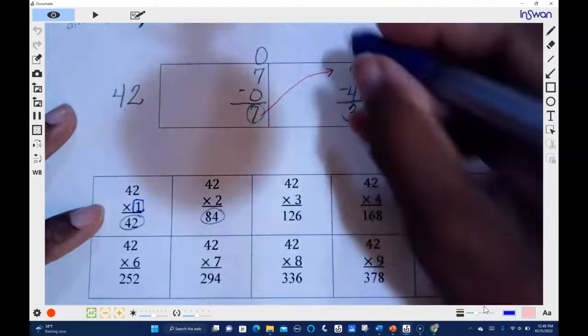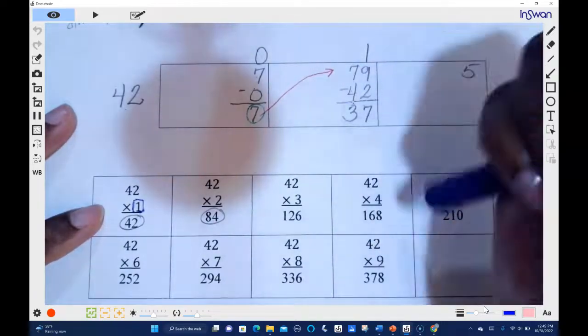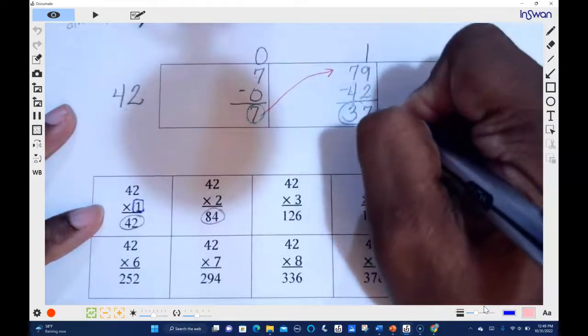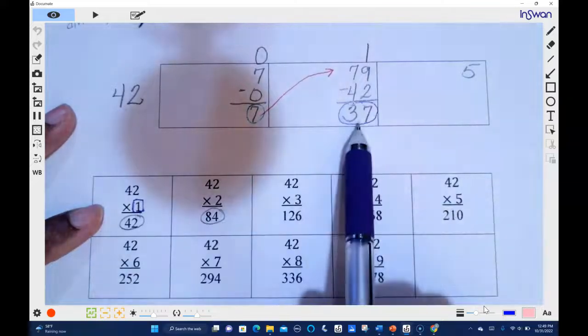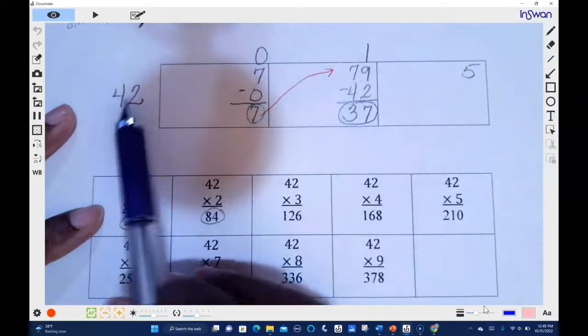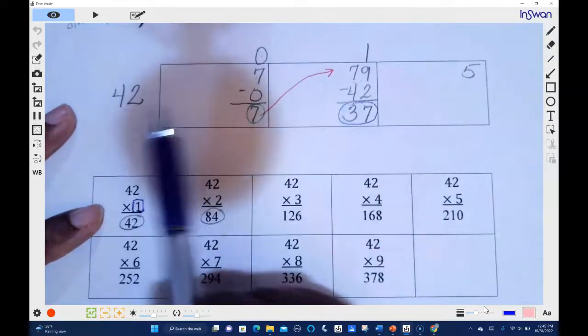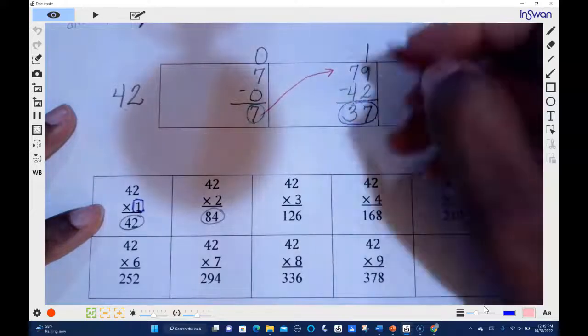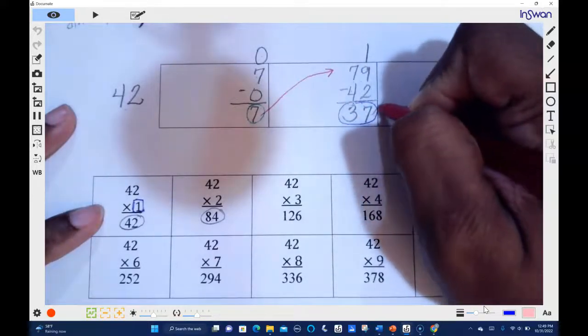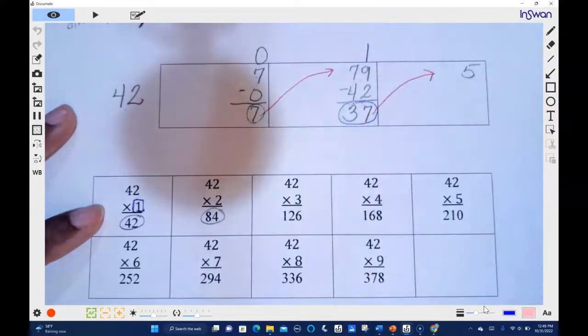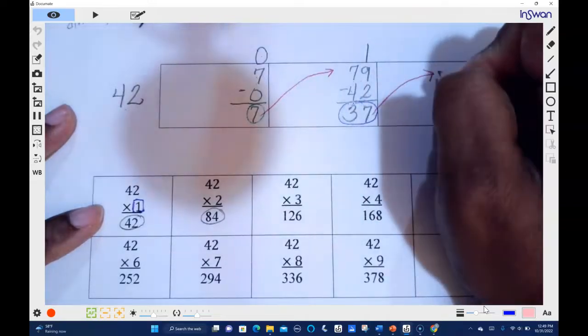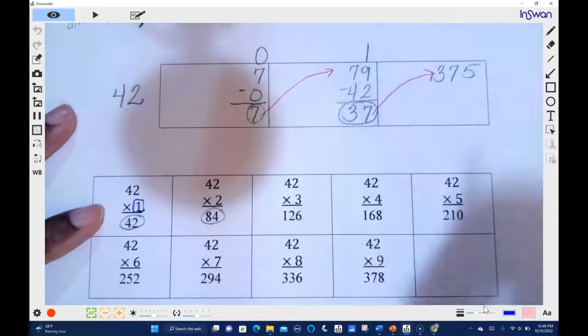Sorry, my ink pen went out. So let's do this in another color. I'm going to compare 37 and 42. Is 37 smaller than 42? Yes, it is. So which means we're doing good. We're still on a good track. So I'm going to go to my next step and bring 37 up next to the 5. So I have 3, 7, 5.